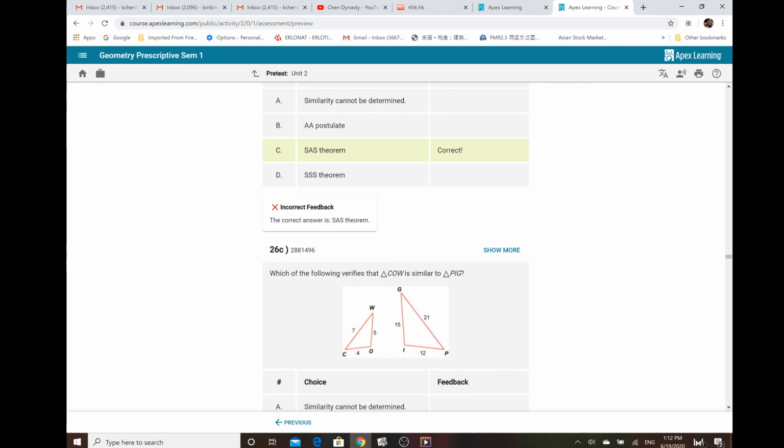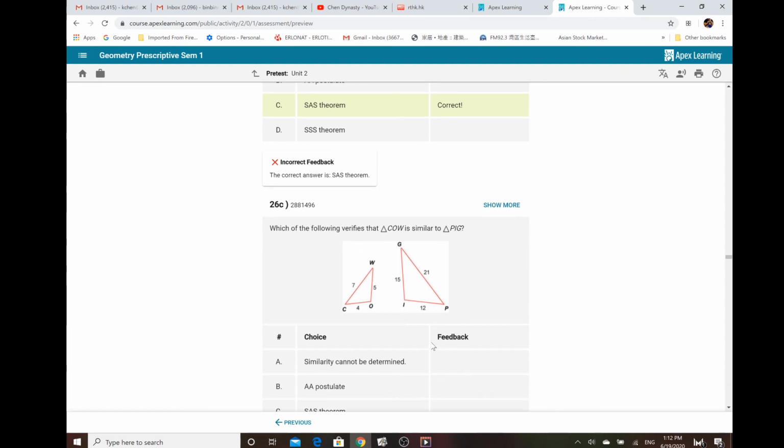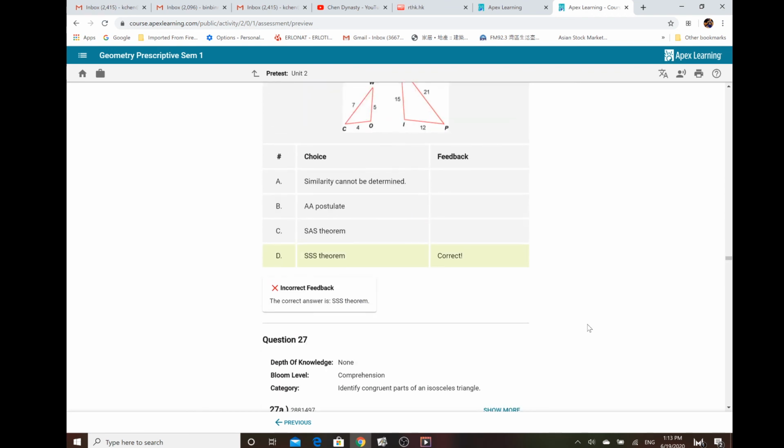Which of the following verifies that triangle COW is similar to triangle PIG? This one can be proved by SSS, because the three segments show the exact same similarity ratios. So 4 over 12, which is 1/3, 5 over 15, 1/3, 7 over 21, 1/3, by the SSS theorem.